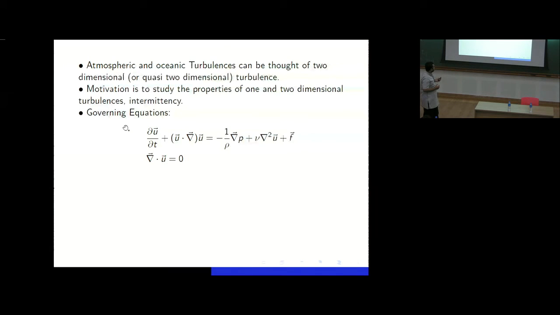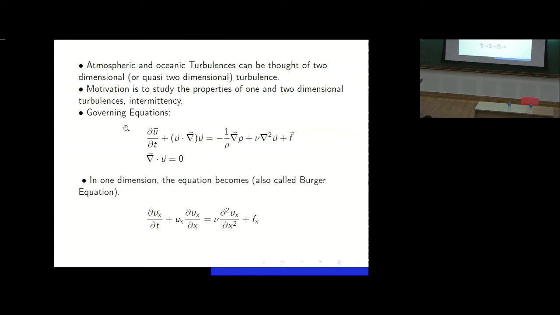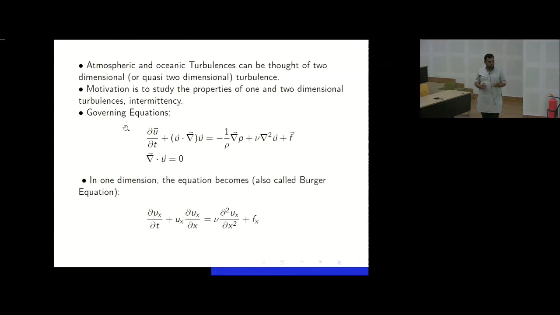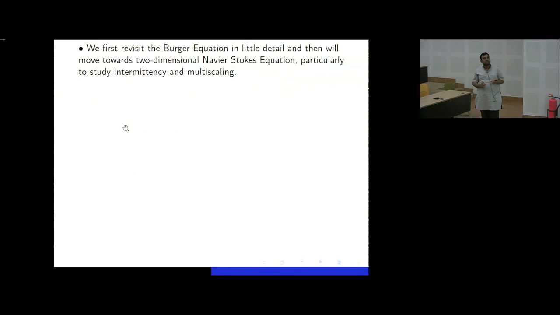So, the derivative of u in time plus a nonlinear term, in 2 dimensions, equals the pressure gradient and viscosity plus some external forcing term, with the incompressibility condition. If I go to 1 dimension, the equation becomes like this. So u_x is the only component of velocity, f_x is the force, nu is the viscosity, and this is the nonlinear term. This is also called the Burgers equation, so we first revisit the Burgers equation in 1 dimension.